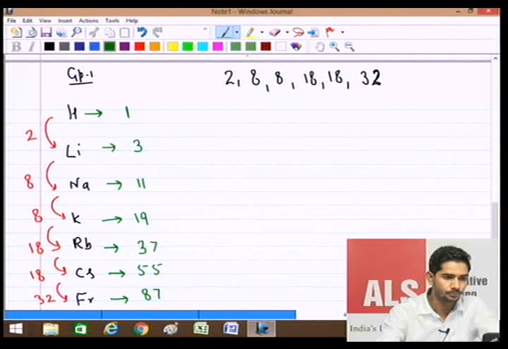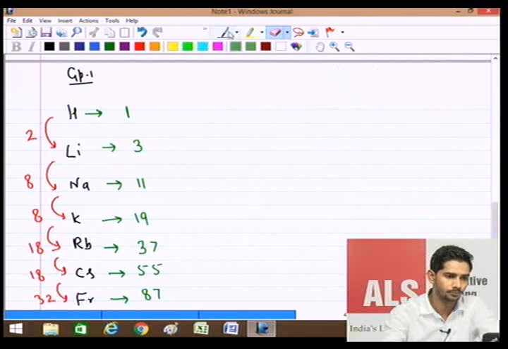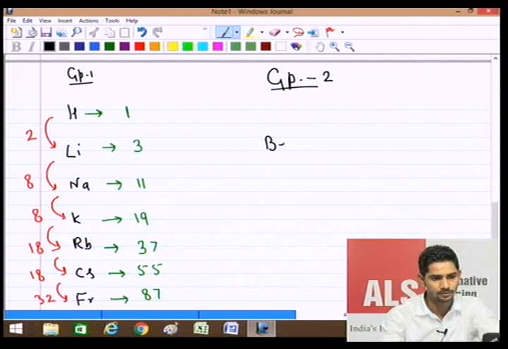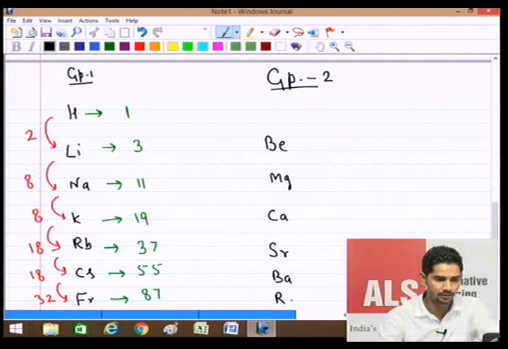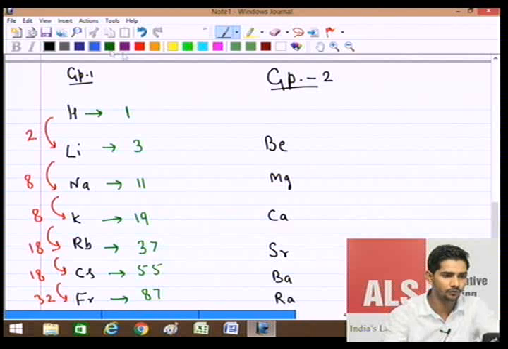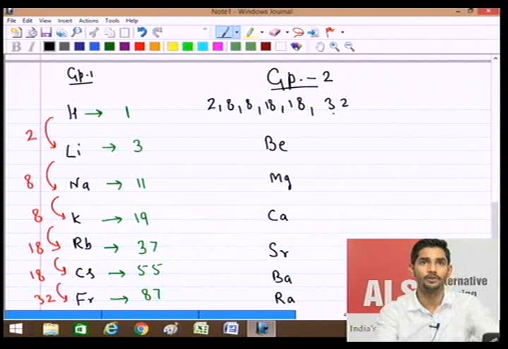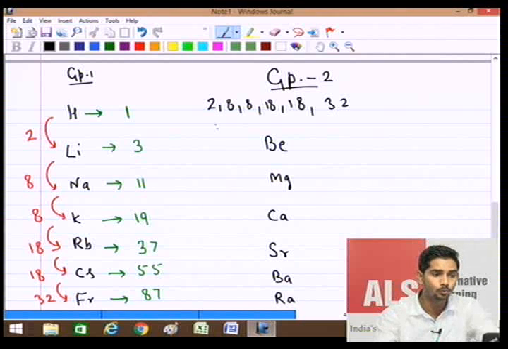Okay. Now let's shift to group 2. See, group 2. Group 2 starts with the second period. So this is beryllium, magnesium, calcium, strontium, barium, and then radium. Okay? Again, you have to remember those numbers, which are 2, 8, 8, 18, 18 and 32.